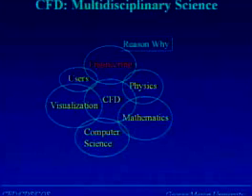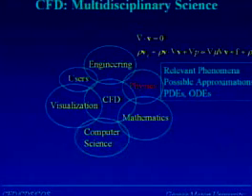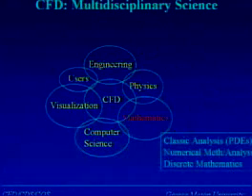First of all, we have engineering. That's the reason why we want to do this. Then we have physics, which tells us which are the relevant phenomena, which are the possible approximations, what are the PDEs or the ODEs that describe this. And I've just put down the Navier-Stokes equations there. Then we have to go into mathematics, which tells us what are really the properties of the partial differential equations that we're trying to solve. What kind of solutions can we expect? And then based on those solutions, we will determine which numerical scheme is best.